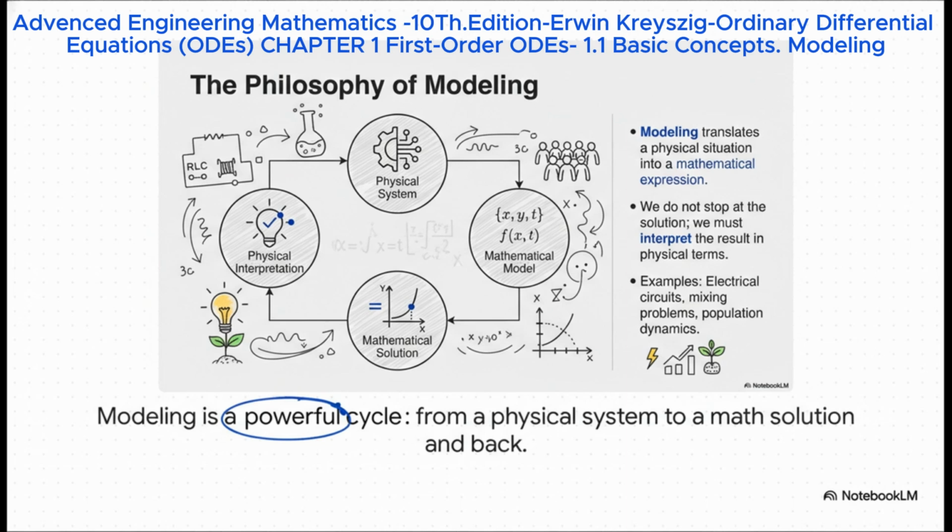We start with some real physical system, an electrical circuit, a population of bacteria, whatever it is. We then translate how that system behaves into the language of math. That's our model. We solve the math, but we don't stop there. The most important step is taking that answer and translating it back to see if it makes sense in the real world. It's this beautiful cycle, from reality to math and back to reality again.